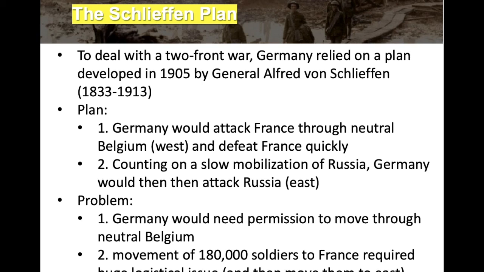But here's the problem. Germany would need permission to move through neutral Belgium. Guess what? Belgium's not going to have it. Number two, movement of 180,000 soldiers to France required a huge logistical effort, and then they would have to move them all the way to the east again to attack Russia. Now, that 180,000 soldiers is in the plan, but in reality, they're going to move a lot more soldiers into France because of what Belgium does. All right, so keep that in your mind.